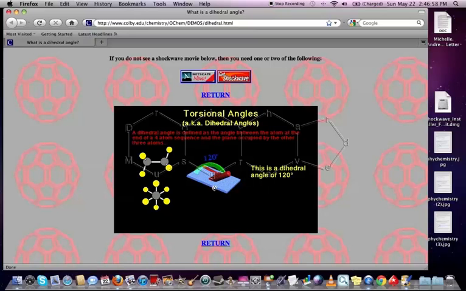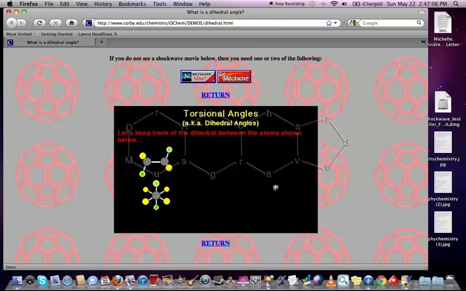If we rotate this around a little bit, we can now get a different dihedral angle. This one would be 120 degrees. Right, we're going to keep track of this bond as we rotate this and take a look at some of the energy changes that are occurring.